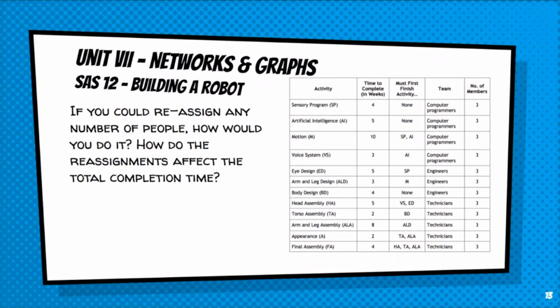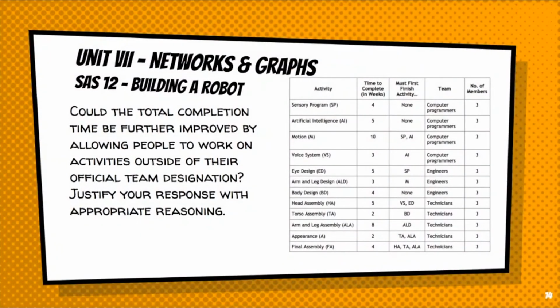All right, this is the same thing. How many people could assign anybody? How would the reassignments affect total completion? It could vastly reduce the total completion time. All right, could the total completion time be further improved by allowing people to work on activities outside of their official team designation?